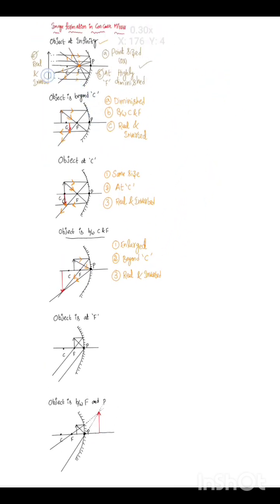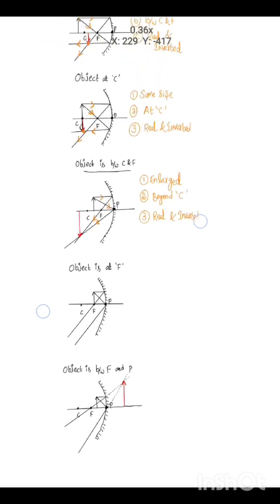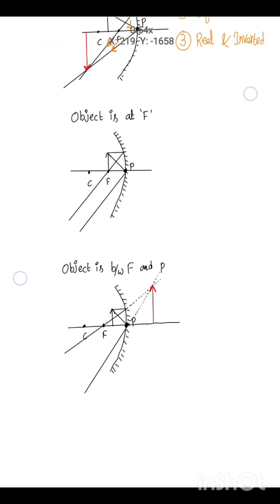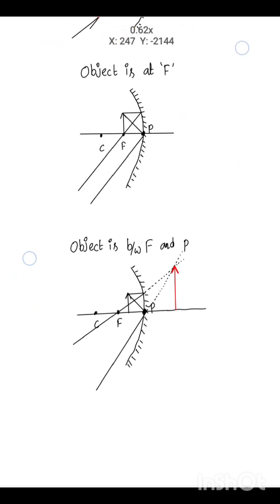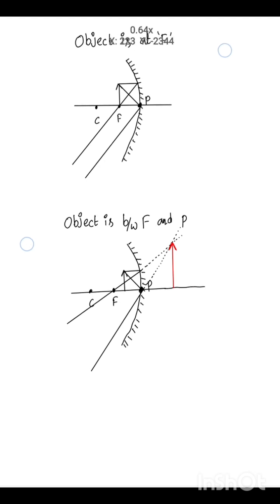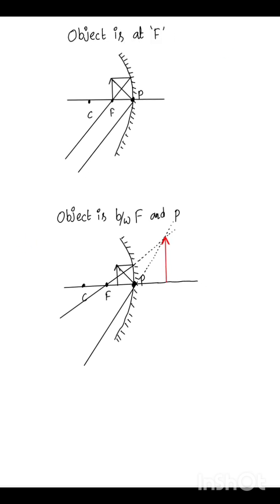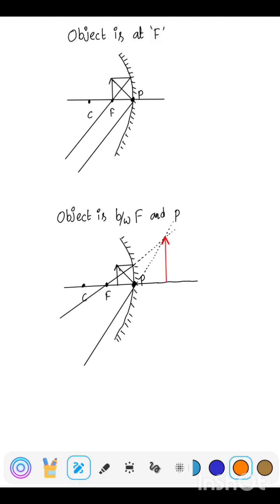So initially it is at infinity, later it moves to a position beyond C, and now at C, and between C and F, now at F. It means what we are trying to do is bring the object close to the mirror. Now, what are the incident rays?